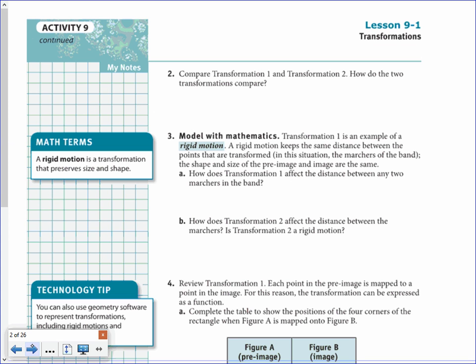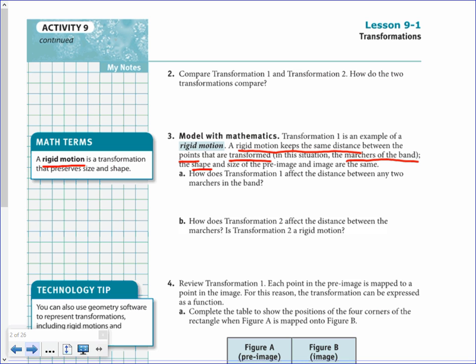Flipping back to this page, number 3. Transformation 1 is an example of a rigid motion. So that's a new term. A rigid motion is a transformation that preserves the size and the shape. So a rigid motion is going to keep the same distance between points that are being moved, that are being transformed. So in this particular figure, that's the marchers of your band.